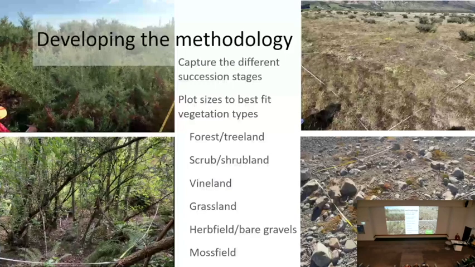Ideally we would have done nested plots with 20 by 20s in the forest and then nested them for the smaller vegetation types. But that was going to be way too costly. So we've ended up going for different plot sizes. We have 20 by 20s in the forests, 5 by 5s in the shrubland and grassland, and in the vineland. And then the others are 2 by 2s, which is not ideal, but again, it had to be affordable and achievable.